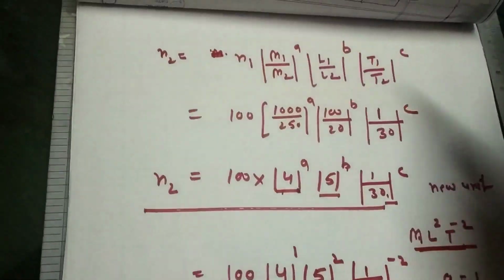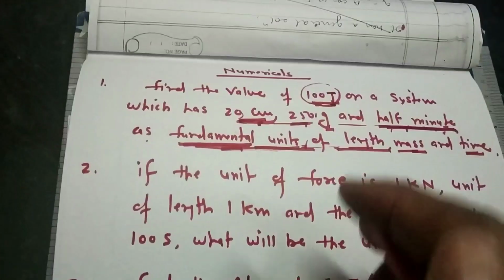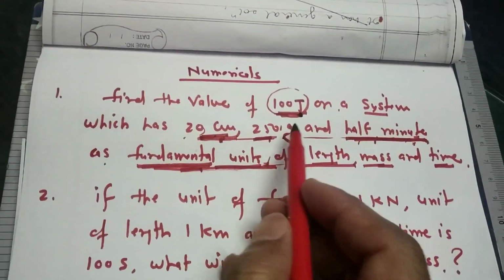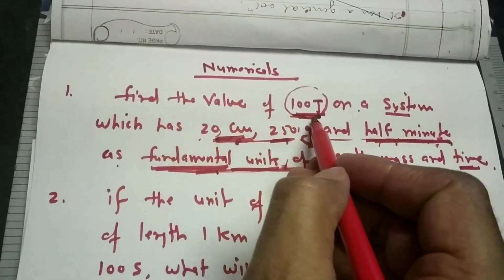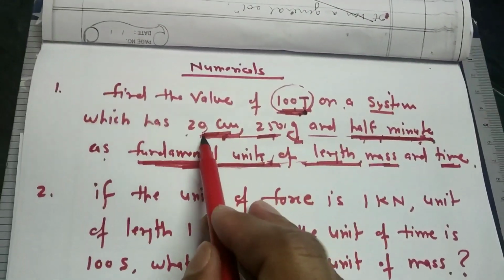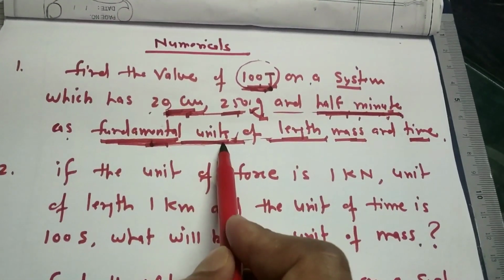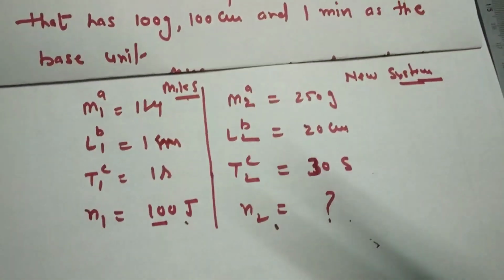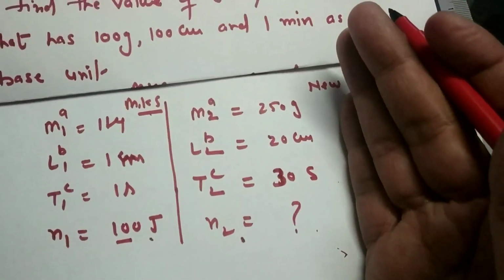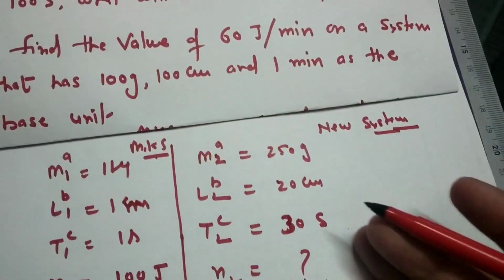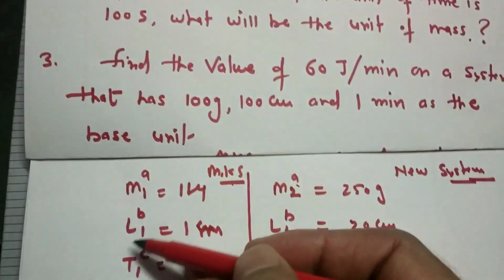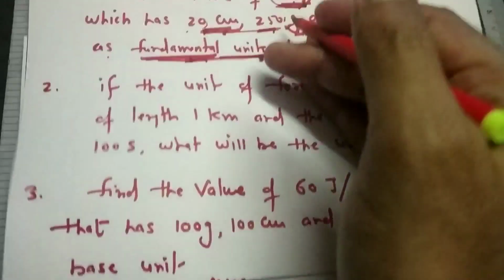Okay? So you have to understand that 100 joule is already given in one system, and we have to find its value in another system. This means you have to convert 100 joule into these fundamental units. The same thing: write the given system, MKS, on this side, and the new system you want to convert to on the right side. New system M2 L2 T2, the given system M1 L1 T1. This question you can solve.